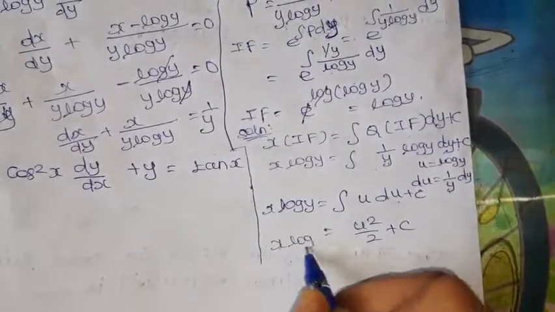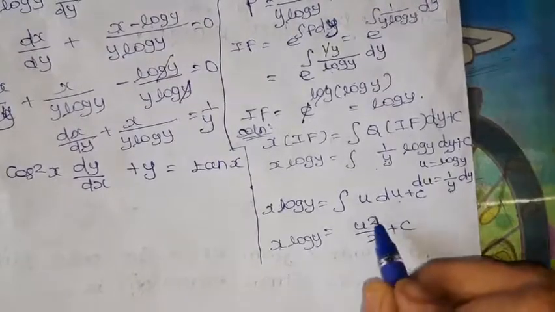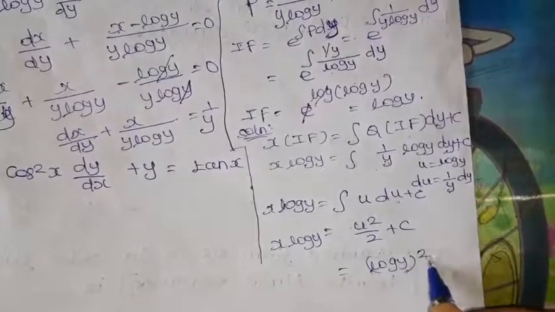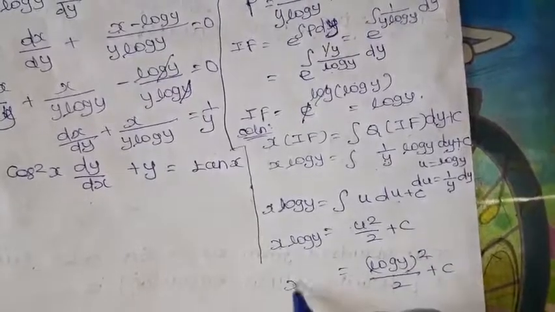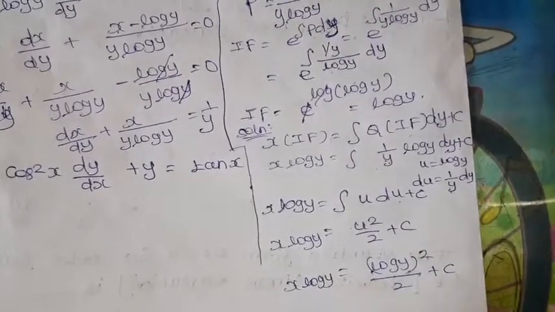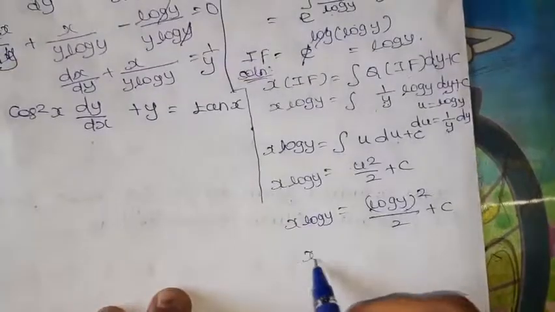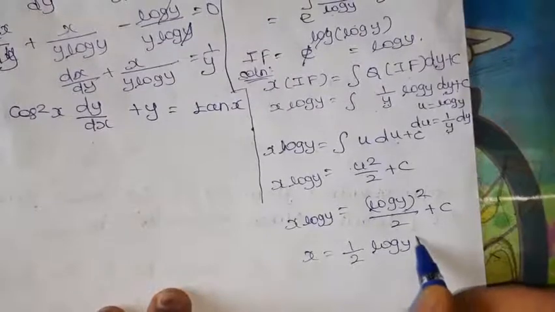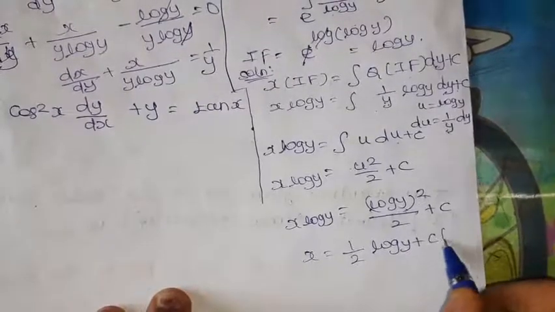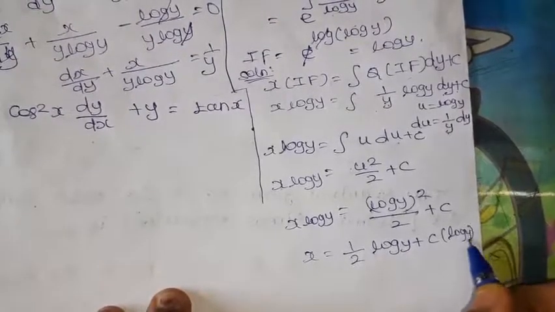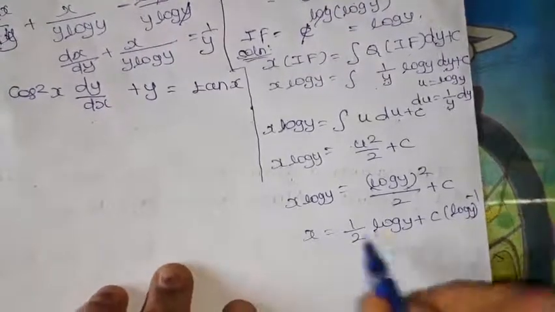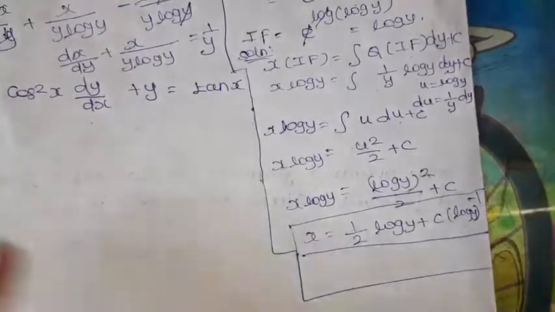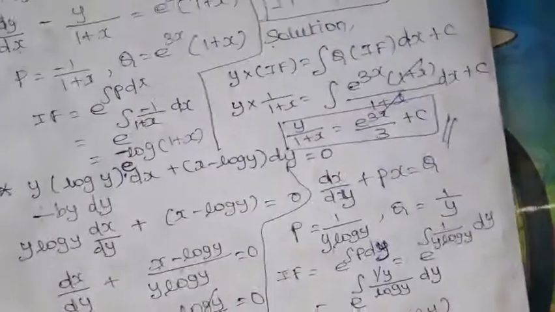Okay. Now substitute, what is u here? Log y. So (log y) whole squared divided by 2 plus c equals x log y, or x equals, this log y goes to that side, as 1 by 2 log y plus c by log y, or c log y to the power minus 1. It can be anything. So this is the solution for this problem.